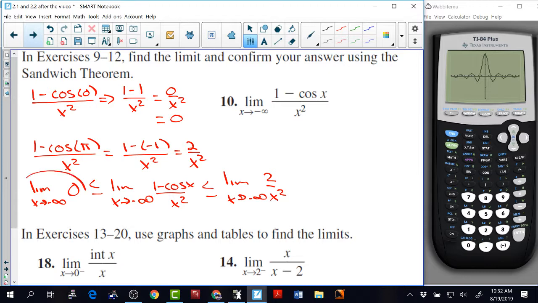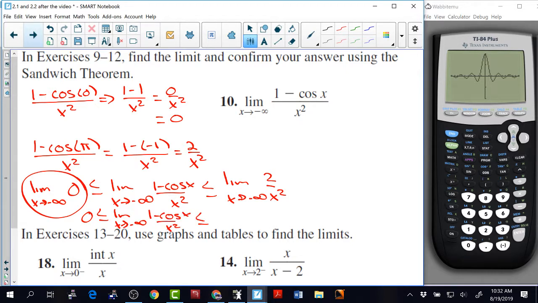Everybody know what the limit as x approaches negative infinity of 0 is? It's not a trick question. Y equals 0 is a horizontal line. So the limit is 0. So this piece goes to 0. Less than or equal to the limit as x approaches negative infinity of 1 minus cosine of x over x squared.